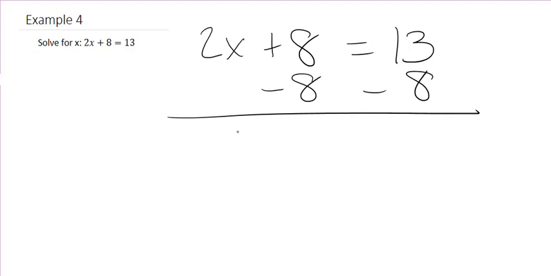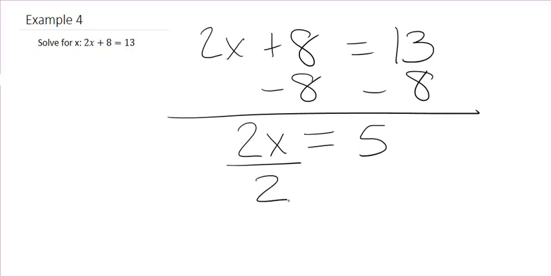Now we are left with 2x, as 8 minus 8 is 0, which is equal to now 13 minus 8, which is 5. So now we can divide by 2 on both sides to undo this multiplication on the left-hand side to isolate x. So we are left with now just x on the left-hand side, which is equal to 5 over 2. Since this does not equal a whole number, we can just leave as a fraction.